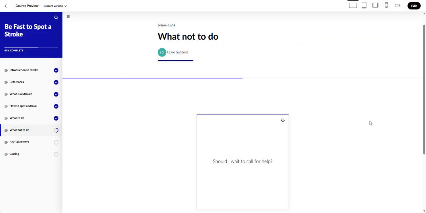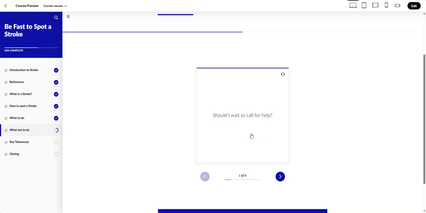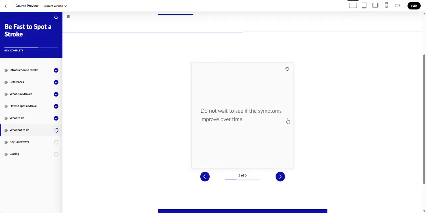What not to do. Flip cards and arrow buttons are included to reinforce key concepts and promote learners' retention. Should I wait to call for help? Do not delay calling for help. Should I wait till the patient gets better? Do not wait to see if the symptoms improve over time. Could a delay affect patient outcomes? This could have a major effect on the treatment the patient is able to receive.